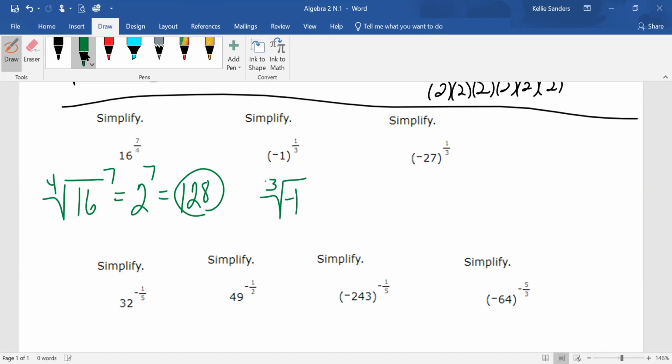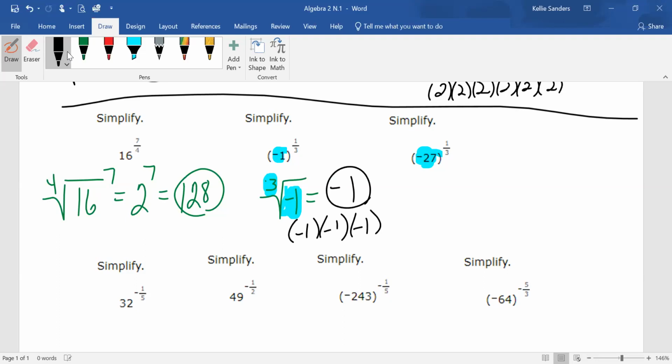Cube root of -1. Notice that these are negatives. The reason that we can have a negative inside this radical is because our root is odd, which means I'm looking for 3 numbers multiplied together to get -1. And the only way that you can multiply anything together to get a negative number is if you have an odd amount of negatives. So -1 times -1 times -1 is -1.